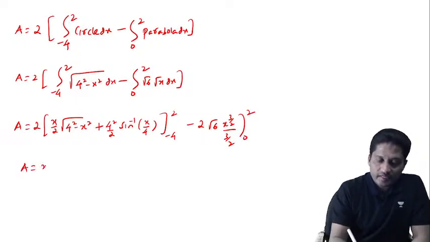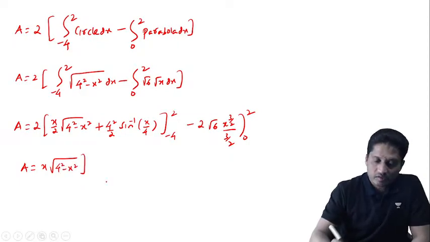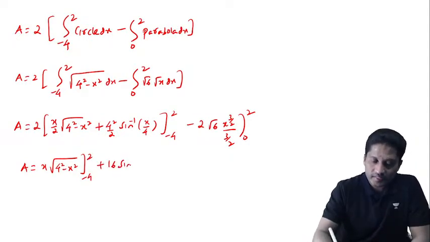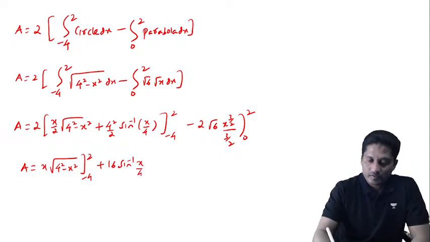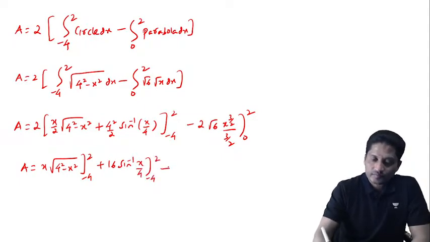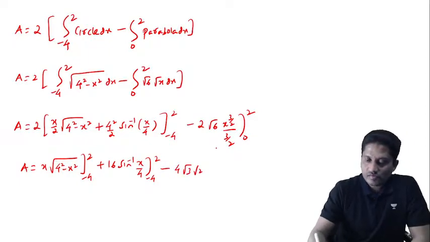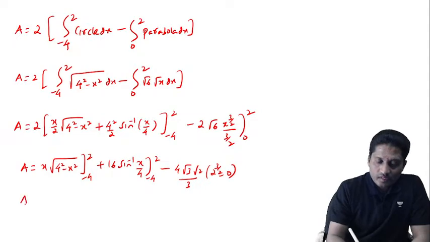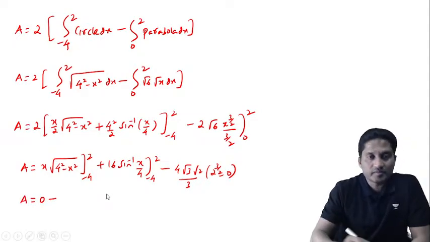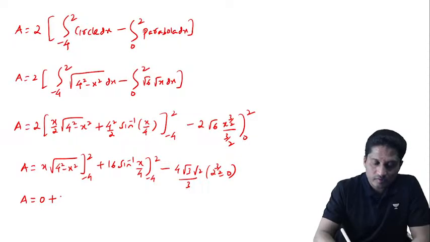If you open the bracket, you get x into root of 4 square minus x square between the limits minus 4 to 2, plus 16 into 2, and 2 cancels when you open the bracket, sine inverse of x by 4 between the limits minus 4 to 2. This 4 root 6 can be written as root 3 into root 2 divided by 3. Okay, and then upper limit will be equal to 2 power 3 by 2. Lower limit is 0. If you substitute upper limit, it is 0. Lower limit is minus 4, right? Minus and minus is plus 4.